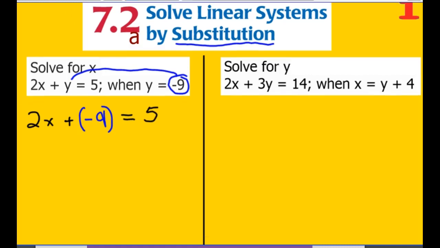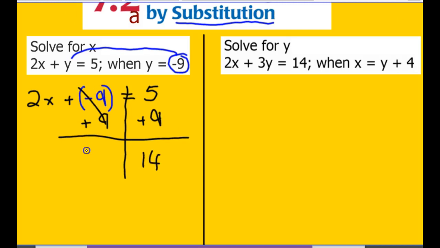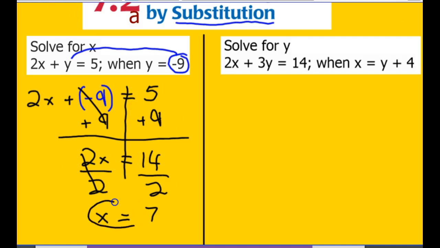So now we are solving for x. We need to get x by itself. So we have a minus 9 here, so what we're going to do is add 9 to get rid of it. And if we add 9 over here, we get 14. And 2x is what's left. So we have 2x equals 14. Then we divide by 2 to get x by itself, and we get x equals 7. So when y equals negative 9, x equals 7.